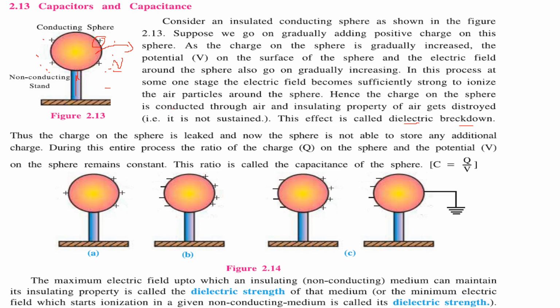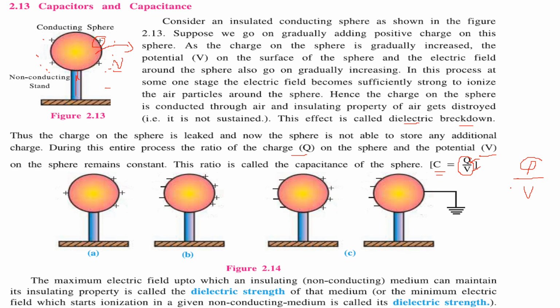In this entire process, the ratio of the charge Q on the sphere and the potential V on the sphere will always remain constant, and this ratio is known as the capacitance. It tells the capacity of a conductor or conducting sphere to sustain a charge. So this C, which is Q by V, will always remain the same, and this is nothing but the capacitance. The ratio of charge to potential is the capacitance.